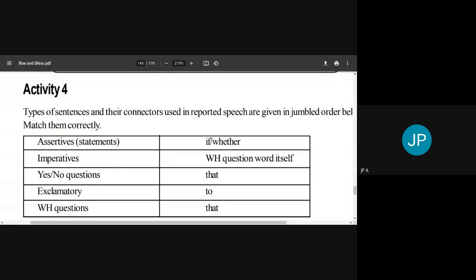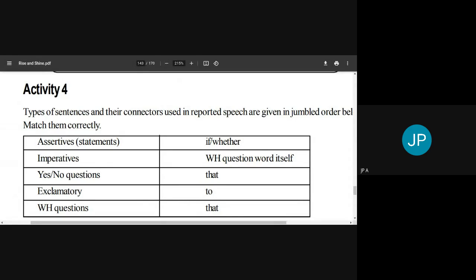Imperatives means requests or commands. They are called imperatives. So this is the table. Assertives and exclamatory sentences use that. Yes or no questions use if or whether. WH questions use the WH question word itself, and imperatives use to. So this is the format of changing.